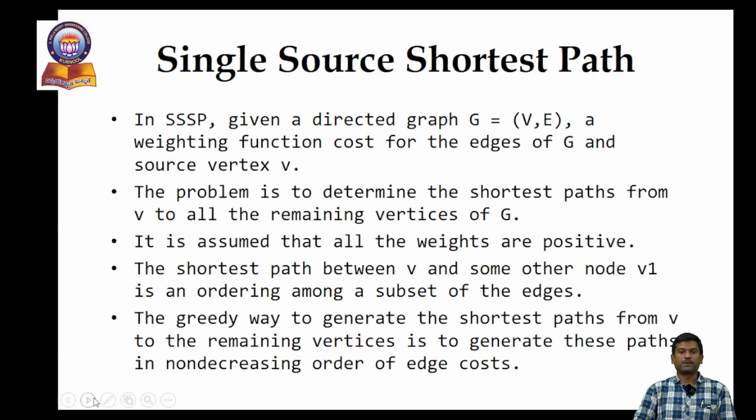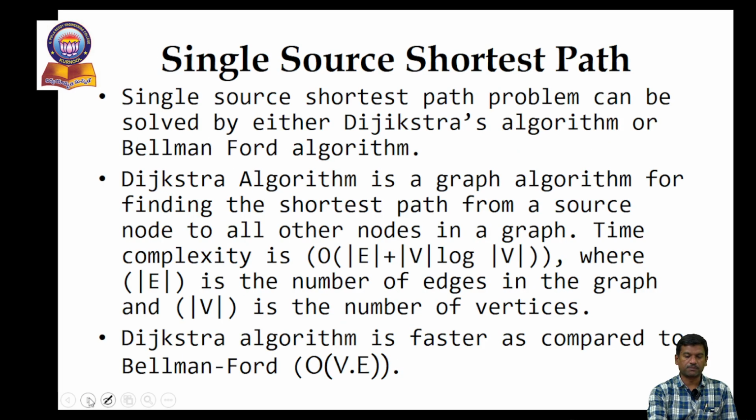The shortest path between V and some other node V1 is an ordering among a subset of the edges that are present. The general greedy approach to solve this kind of problem is to find the shortest paths from V to the remaining vertices, generating the paths in the non-decreasing order of the edge costs. I'll be providing an example of the single source shortest path in the upcoming slides.